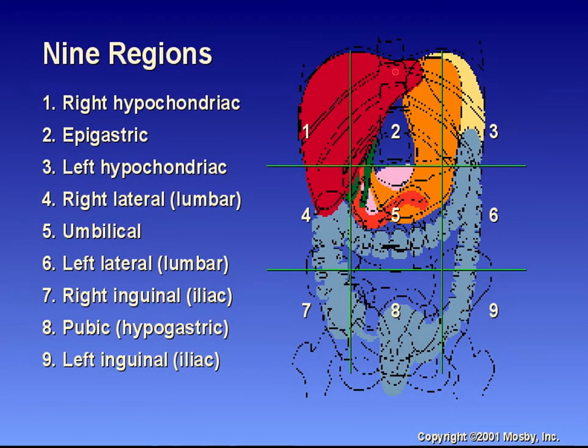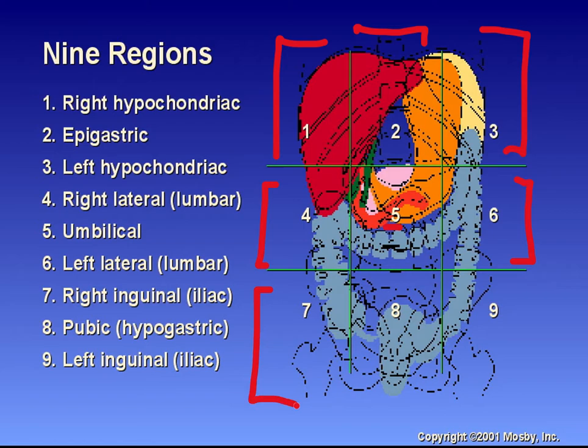Okay, so the 9 regions, once again, instead of splitting it into 4, we have 9 now. So right hypochondriac, right here's the right hypochondriac. 2 is the epigastric, and then 3 is the left hypochondriac. So you have to know these as well for the right lumbar, the left lumbar, and then the umbilicus for number 5. You should know the right inguinal or right iliac, the left iliac, left inguinal, and then the pubic or the hypogastric.